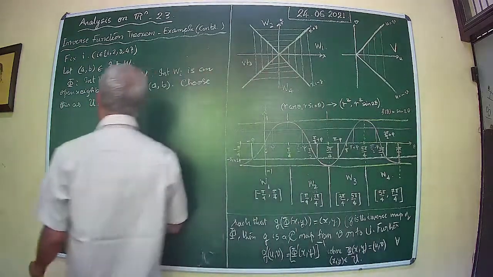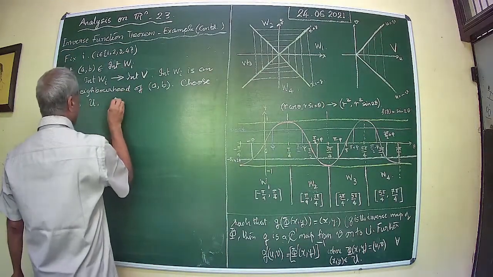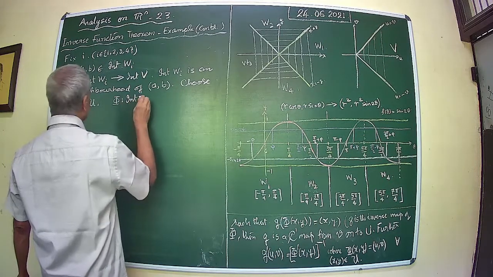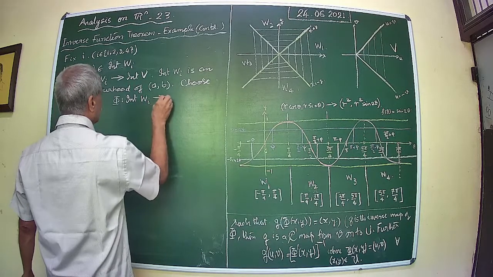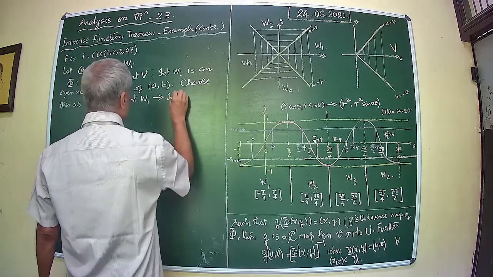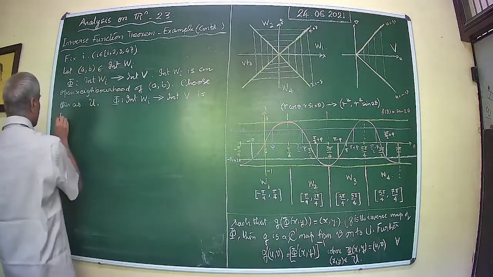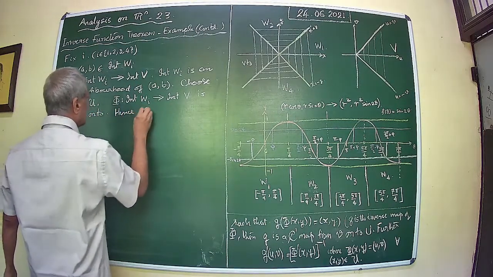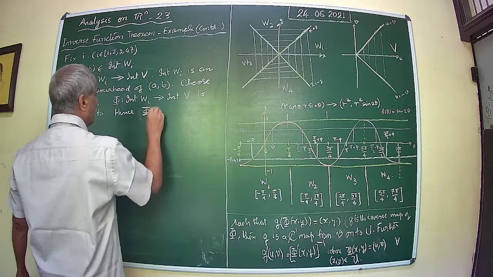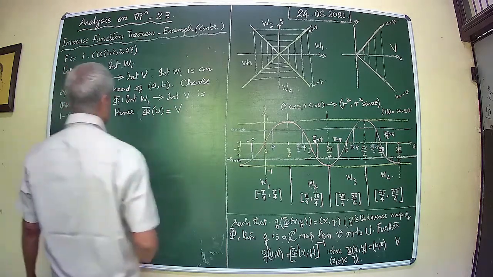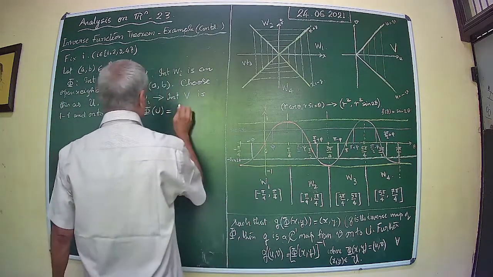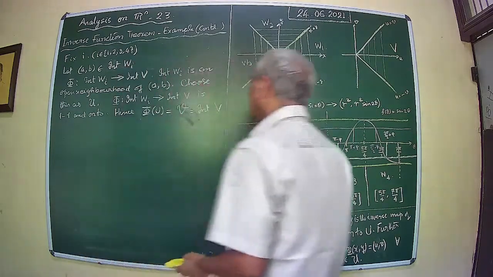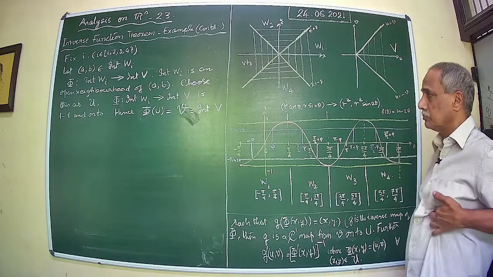So choose this as V. Now the map phi from the interior of Wi to the interior of V is 1 to 1 and onto, hence phi of U equal to V.